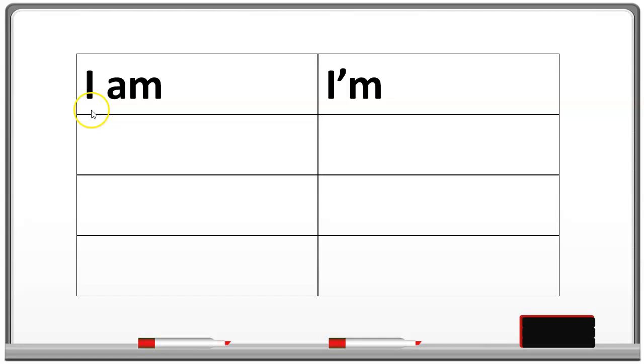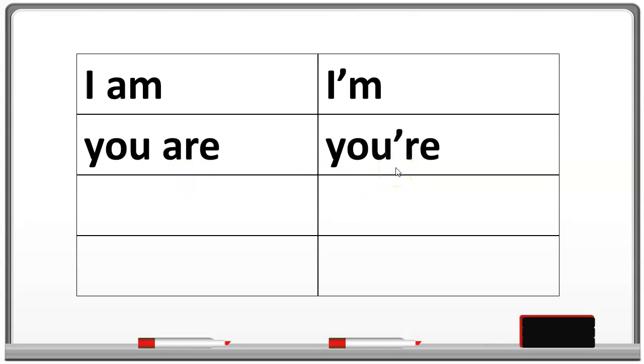Notice the difference. I am. I'm. I am. I'm. The next one we learned is you are. You are. Notice the vowel sound. Are. You are. The contraction of you are is you're.